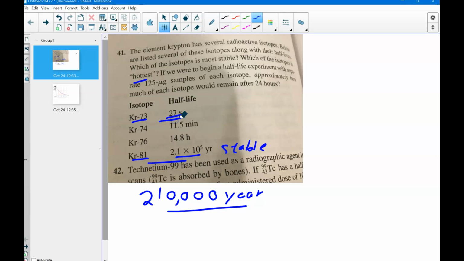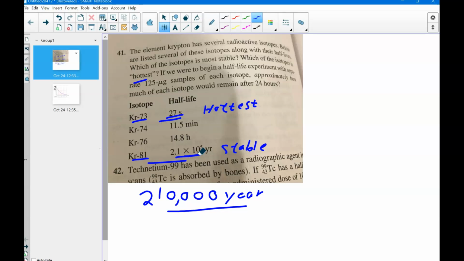But this one decays in half every 27 seconds, so it's going to be the hottest. So the hottest will be right here. And the most stable will be the one that doesn't do anything over 200,000 years. It looks pretty stable to me, doing nothing, like watching the grass grow.